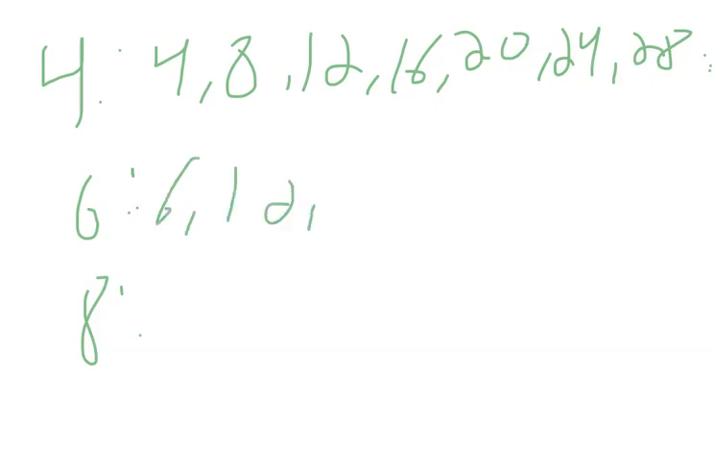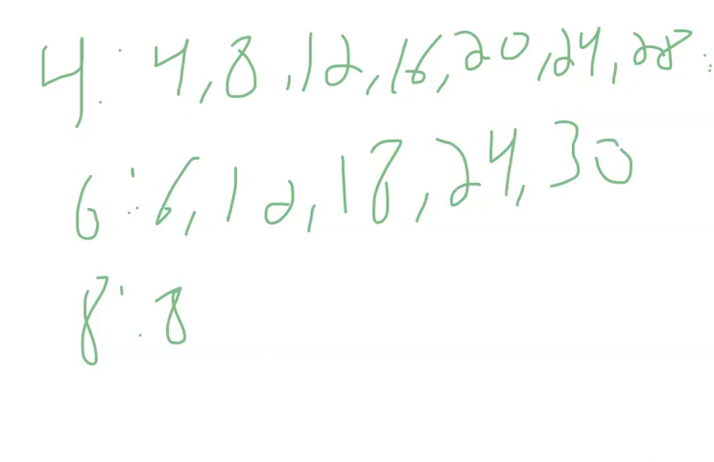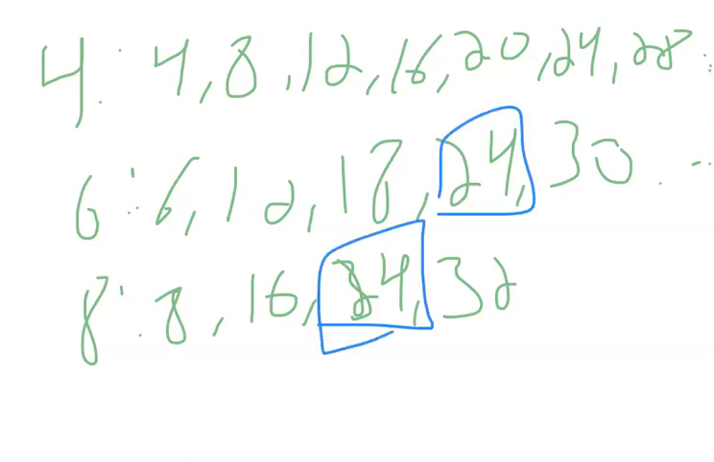6, 12, 18, 24, 30, I believe. Yep. We'll keep going and so on. 8 times 1 is 8, 6, 16, 3 is 24, 32. I see something. Ooh, look. 24, 24, and 24, and that is the least common multiple. That is true. That's how you do it.